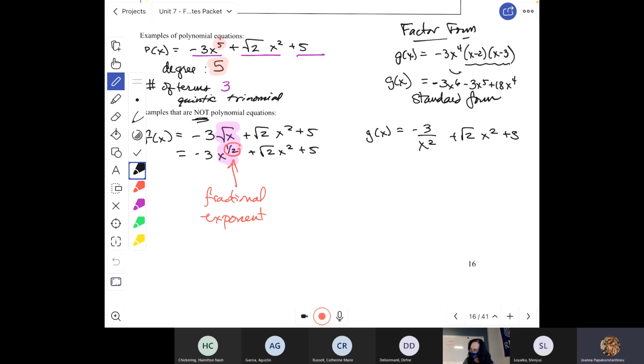Why not? Okay, so how would I bring this to the numerator? What would the exponent be if I wanted the x? X to the what? How do I move that? Oh, you have to multiply by the reciprocal.